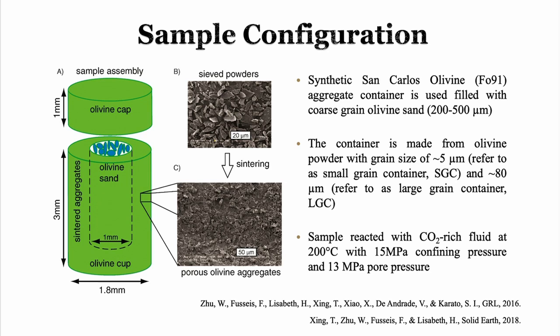So in this study, we used a synthetic sample of olivine aggregate. Basically, we pressed the olivine grains into this cylinder, and then we drilled a hole and filled it with loose olivine sand that's coarser, with a grain size of 200 to 500 microns. These containers are made of either 5 micron grains or 80 micron grains, referred to as the small grain container and large grain container in the following discussion. The whole sample is reacted with carbon-rich fluid at 200 degrees Celsius, at a pressure condition of 15 MPa confinement and 30 MPa pore fluid pressure.